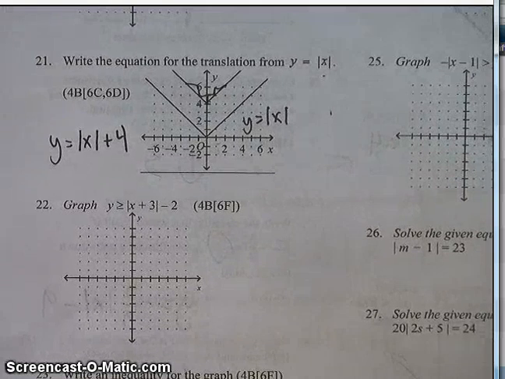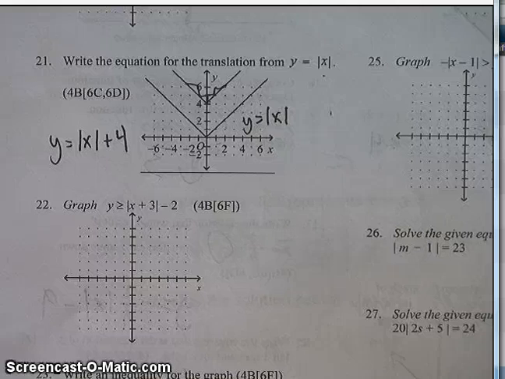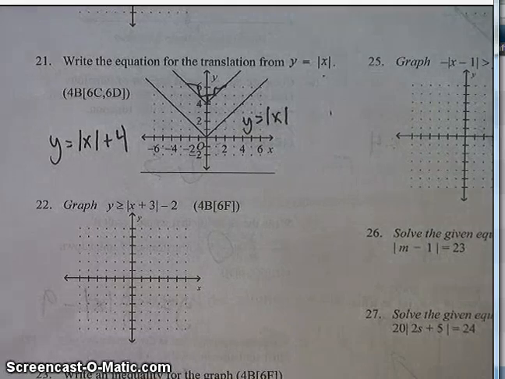22. Graph y is greater than or equal to absolute value of x plus 3 minus 2. I'm going to go ahead and do that one on the next video. So watch video 3 for number 22.